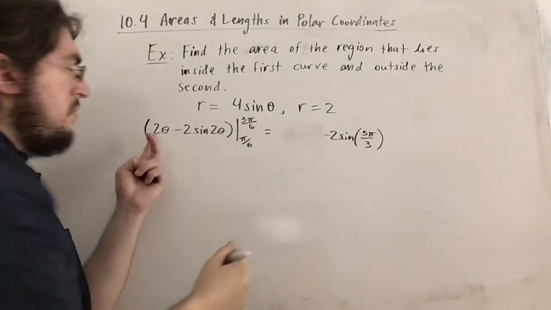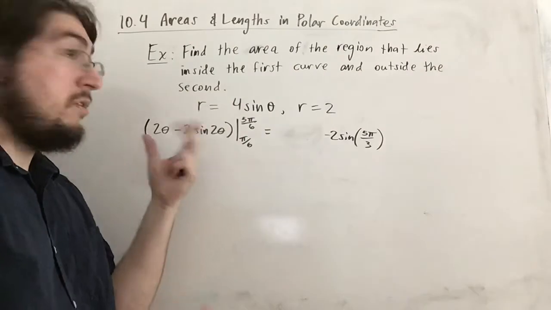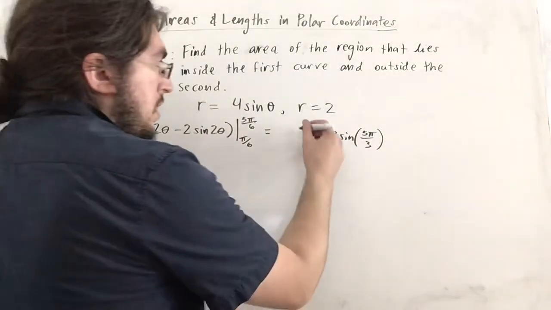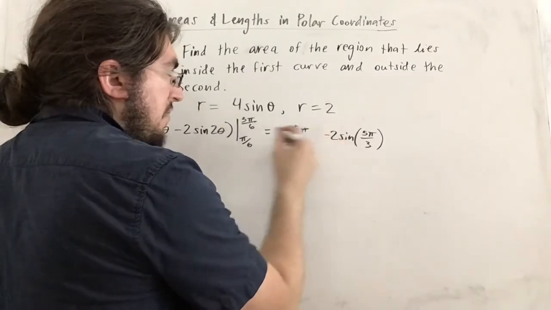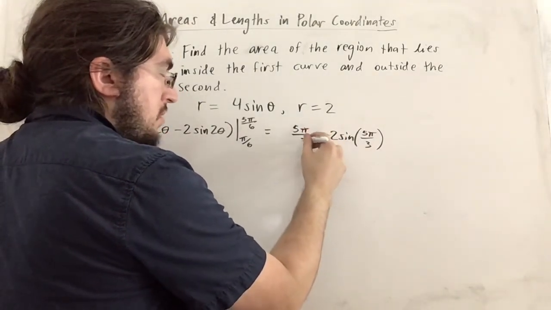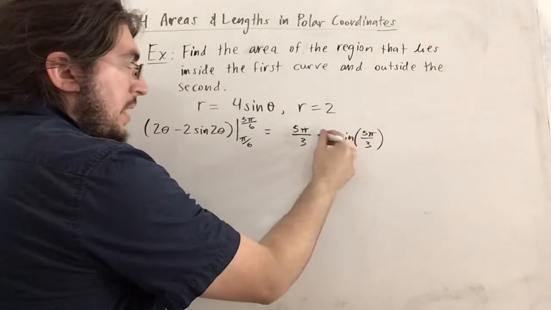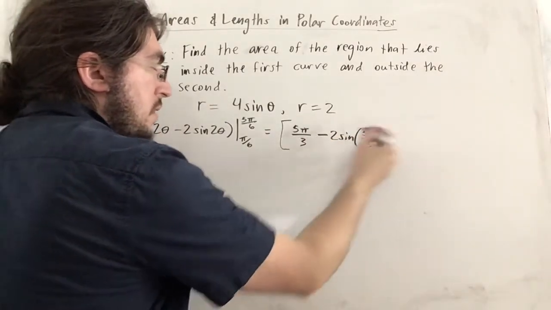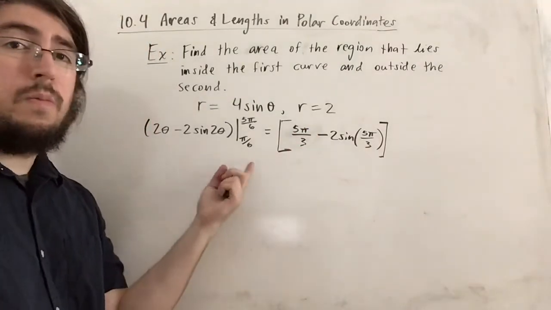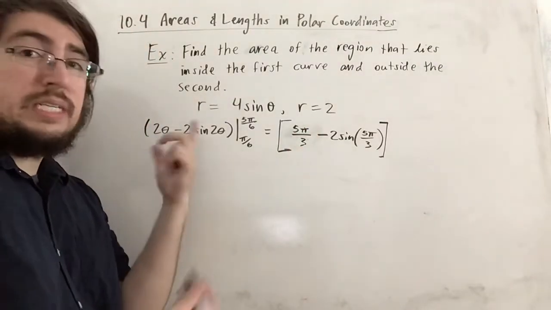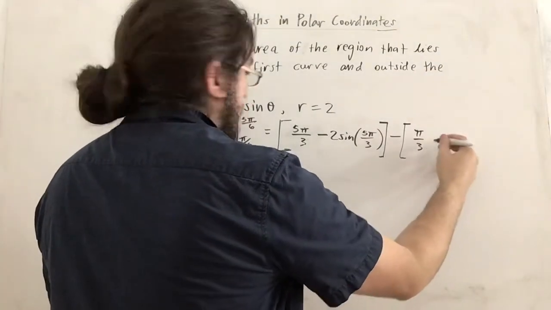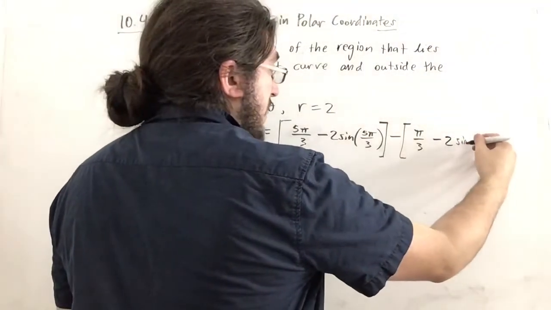So remember when you double an angle, when you double any fraction for that matter, you just halve the denominator. So that's really what I'm doing to get 5 pi over 6 to 5 pi over 3 when you multiply it by 2. Anyways, so that's the first evaluation here. And to get our second evaluation, we'll just plug in the bottom one. So 2 times pi over 6 is pi over 3, so it's minus pi over 3 minus 2 sine of pi over 3.